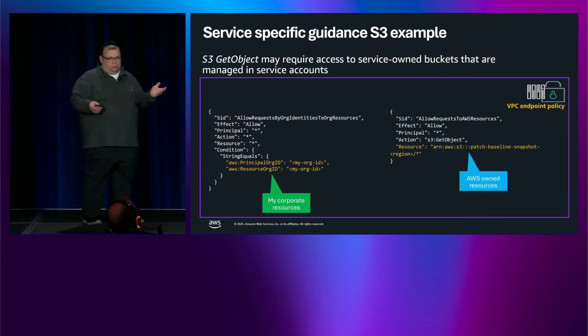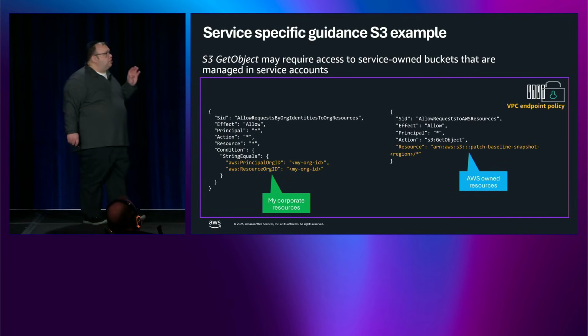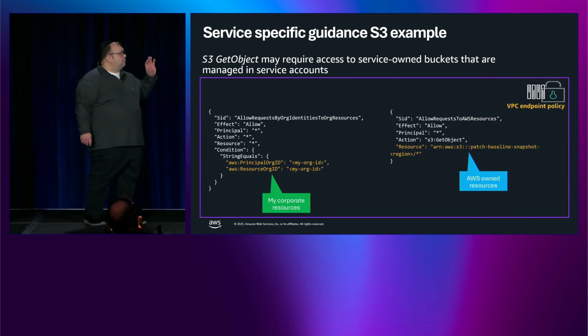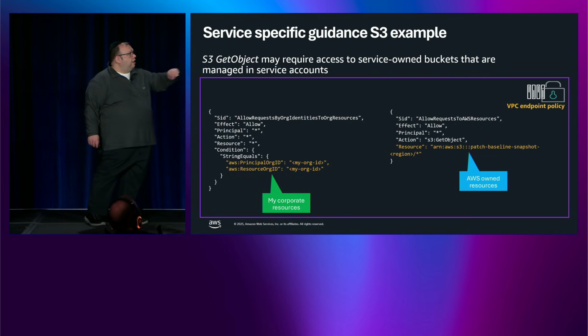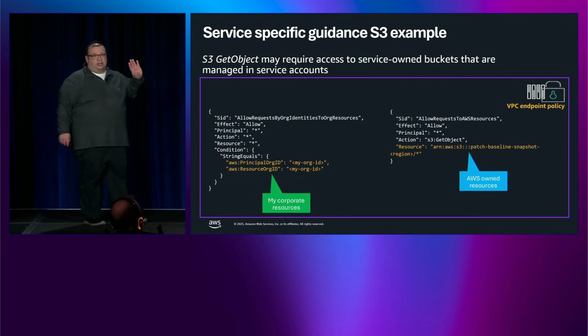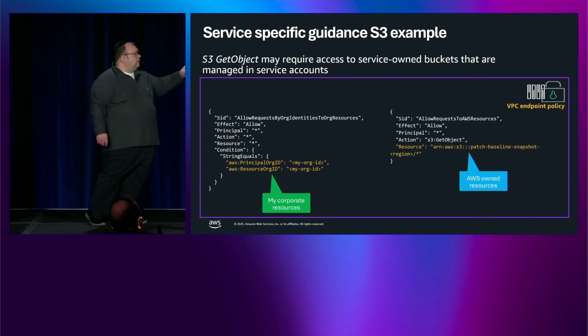Now, I'll just walk you through a simple example of what we are talking about here. Let's assume you're trying to implement a control that says I should only be able to access my resources with my principal from my VPC. So you can see it's a VPC endpoint policy here. And I have on the left side standard controls that I want to implement. I want to say only my principal org ID is allowed and only resources that belong to my organization. That's like the standard data perimeter.